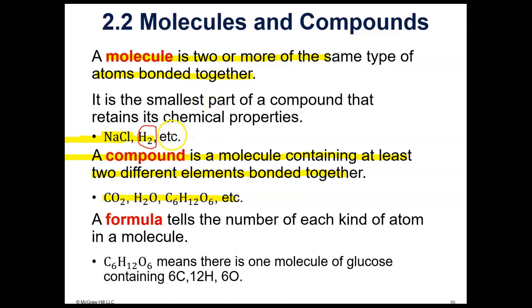But the true difference in a molecule and a compound is it's a molecule if it has two or more atoms, whether they're the same or different. So all of these examples are molecules, but the only compounds are sodium chloride, carbon dioxide, water, H2O, and glucose, because compounds must have at least two different atoms in them. They can't just be like H2 or oxygen gas, O2, nitrogen gas, N2. So two atoms of oxygen make oxygen gas. This would be a molecule, but it wouldn't be a compound.